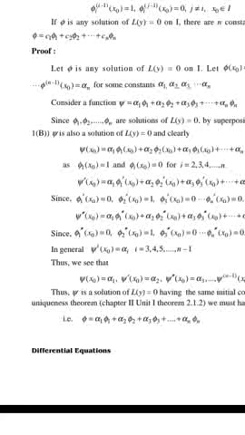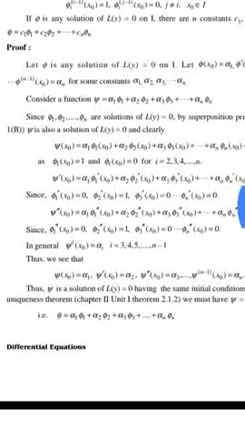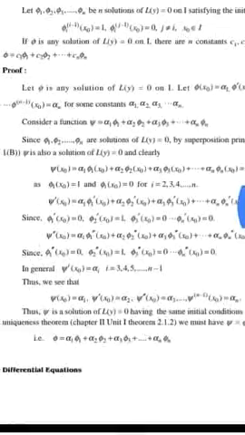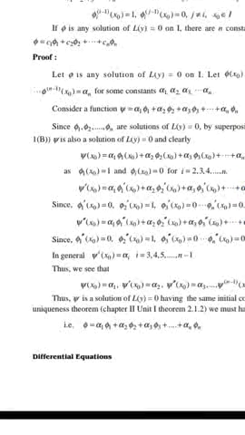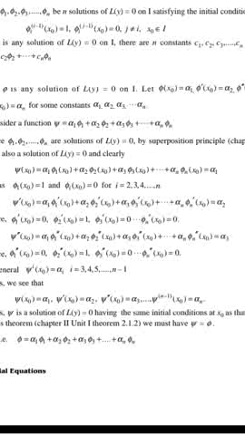Consider the function psi equal to alpha 1 pi 1 plus alpha 2 pi 2 plus alpha 3 pi 3 plus dot dot dot plus alpha n pi n. Since pi 1, pi 2, dot dot dot pi n are solutions of L of y equal to 0, by the superposition principle psi is also a solution of L of y equal to 0, and clearly psi of x naught is equal to alpha 1 pi 1 of x naught plus alpha 2 pi 2 of x naught plus alpha 3 pi 3 of x naught plus dot dot dot plus alpha n pi n of x naught, which is equal to alpha 1.